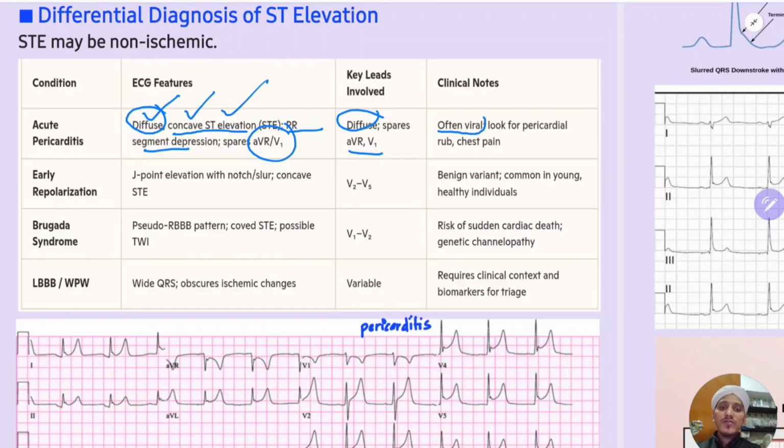So often it is because of viral pericarditis. So look for a pericardial rub, that sound you auscultate with your stethoscope. And chest pain will be retrosternal, similar to MI. Okay, so you will take out the ECG. How will the ECG be? One by one we'll see.